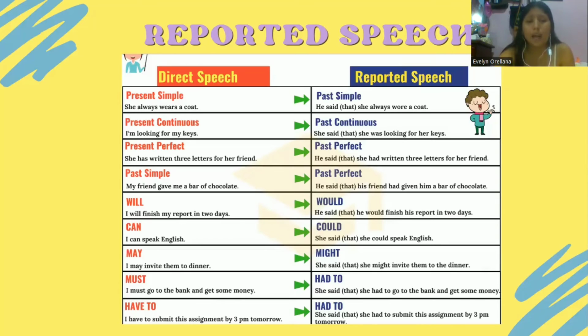Must: I must go to the bank and get some money, to had to: she said she had to go to the bank and get some money. And have to: I have to submit this assignment by 3 p.m. tomorrow, to had to: she said she had to submit this assignment by 3 p.m. tomorrow.